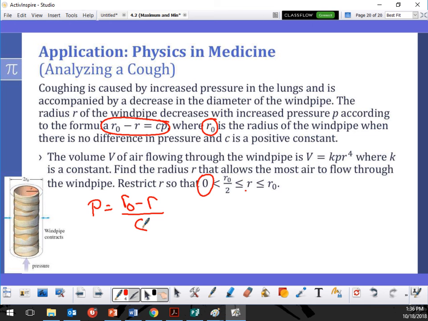So I have that value, so I can plug those in, right? I'm going to plug those in. So R sub naught is going to be my initial value that I have. So I have V equals K, which is some constant, times P, which I'm replacing with R sub naught minus R over C, times R to the fourth.